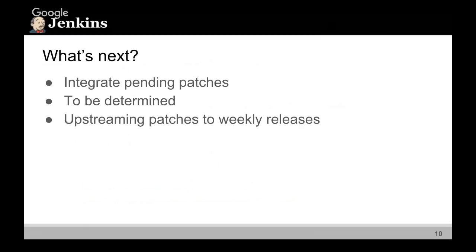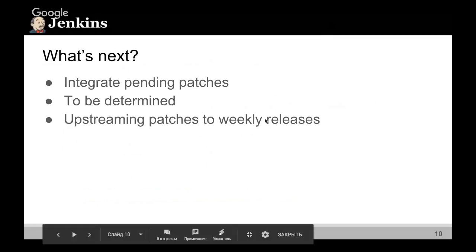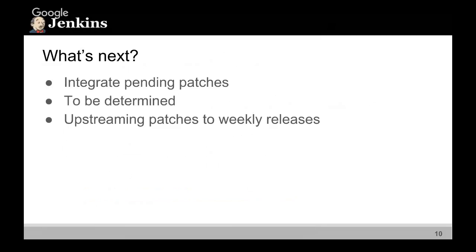So what's next? We have a lot of patches. Some of the patches still need integration. So some library patches are under review, and we want to integrate them at some point. We also want to upstream patches to the core to weekly releases. We also already started this process, but it will take a while. We need to decide how we approach pipeline support plugin in order to get it available to users. So yeah, there are lots of things ahead, and we need to decide how we approach them. So it's just from the top of my head what we need to do. And today we will have a discussion about what else we are missing.